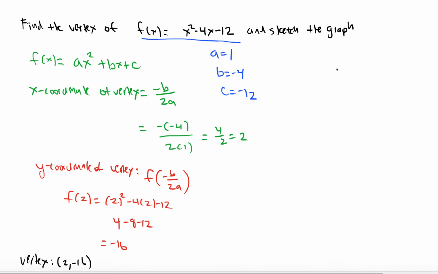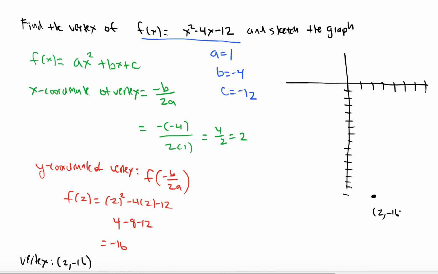So if we plot this on the graph, we get 2 here, and we get negative 16. So we're going to get 2 comma negative 16 as the coordinate of the vertex. Now what else do we know about this parabola? We know that it's a U shape. Also, because the leading coefficient, or the value of a, is positive, we know that this parabola is going to open upwards.